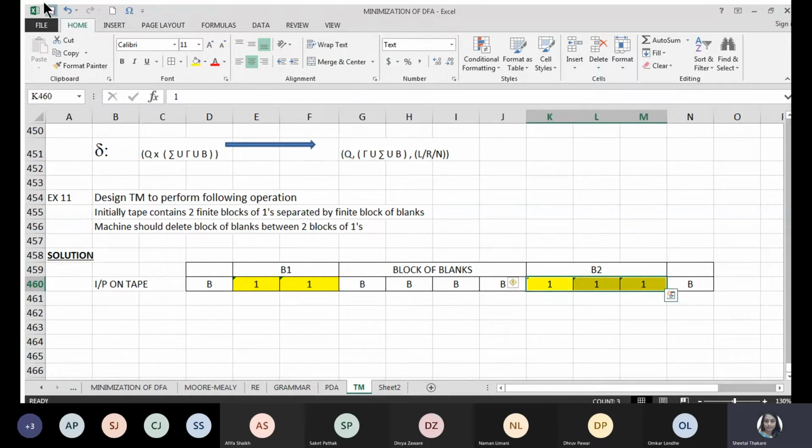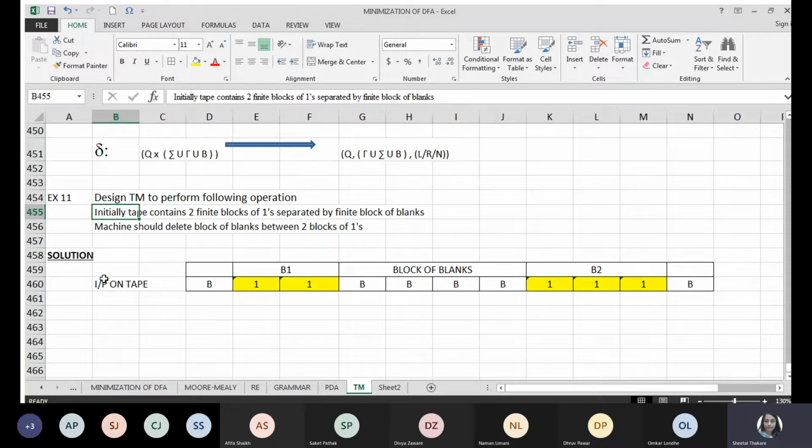Take a minute, read the problem statement. What does it say? Initially the tape contains 2 finite blocks of ones. So B1, B2 are your 2 finite blocks of ones. They are separated by a finite block of blanks. The machine should delete the block of blanks between the 2 blocks of ones.